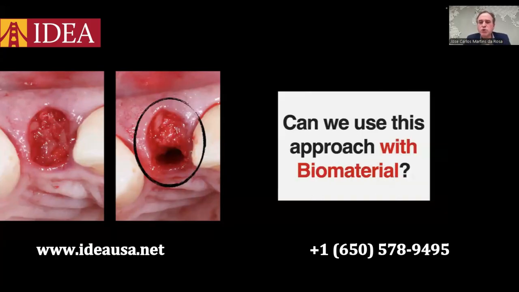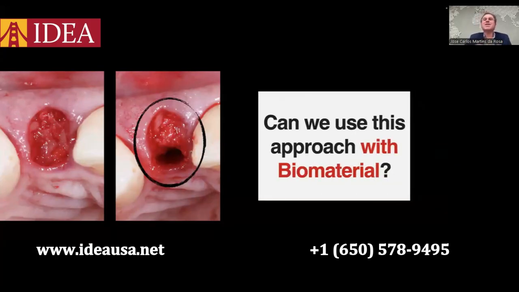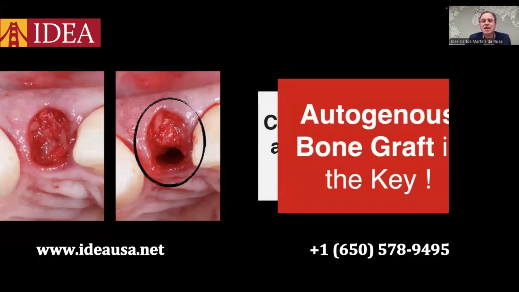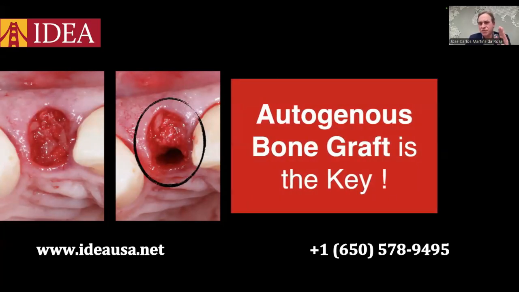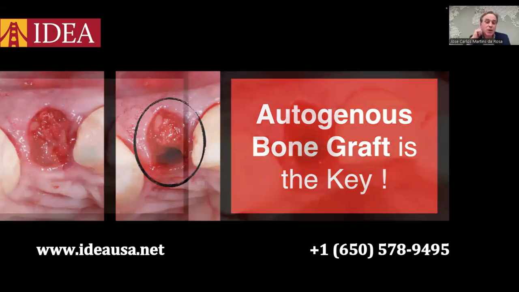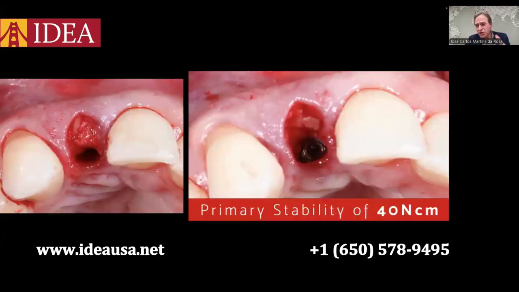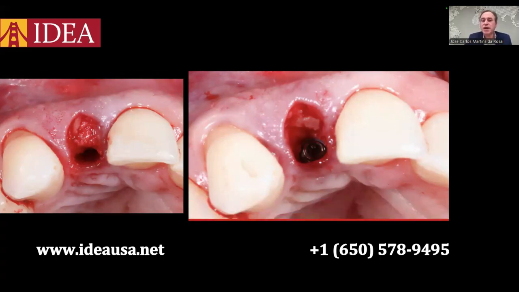Can we use this approach with biomaterial in order to stabilize the implant and perform everything without opening the flap? For sure not. It won't work. That's why autogenous bone graft is the key to succeed with this very challenging clinical case. So we inserted the implant and achieved a primary stability of 40 Newton centimeters, and we packed more bone above the head of the implant, 1 millimeter above the head of the implant.